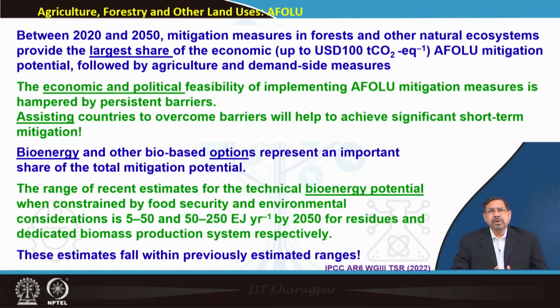So, between 2020 to 2050, and we are now at 2026, mitigation measures in forest and other natural ecosystems provide a large share of economic potential, up to 100 USD per ton of carbon dioxide equivalent. So, there is a large share as far as the economy is considered if we can mitigate through this AFOLU or the land management sector, followed by agriculture and demand side measures.